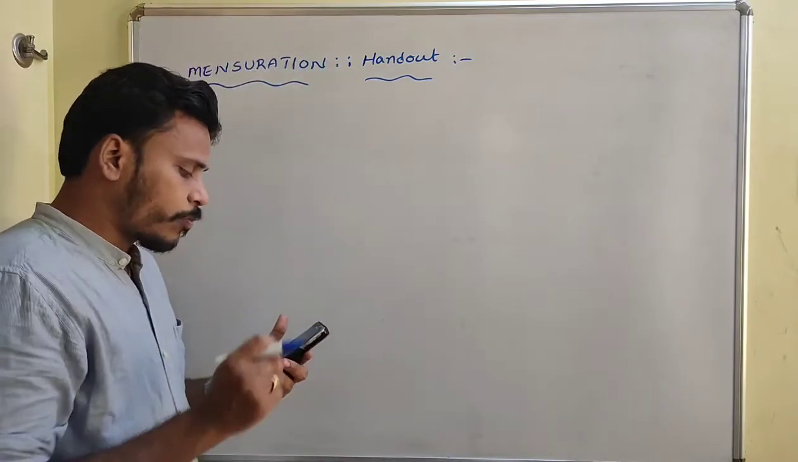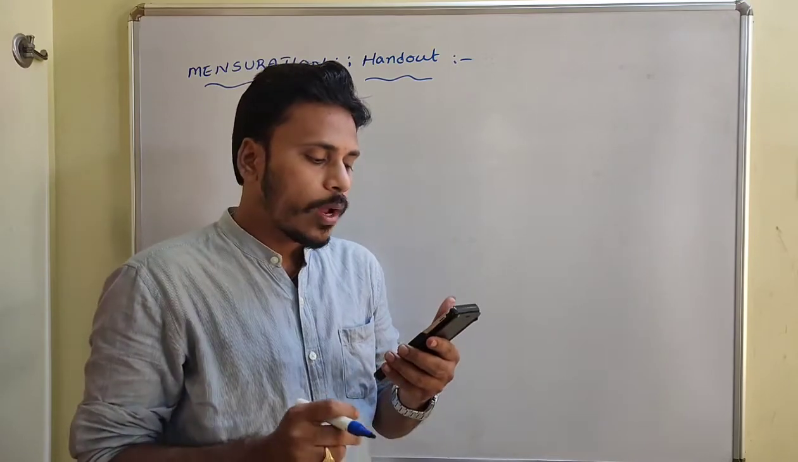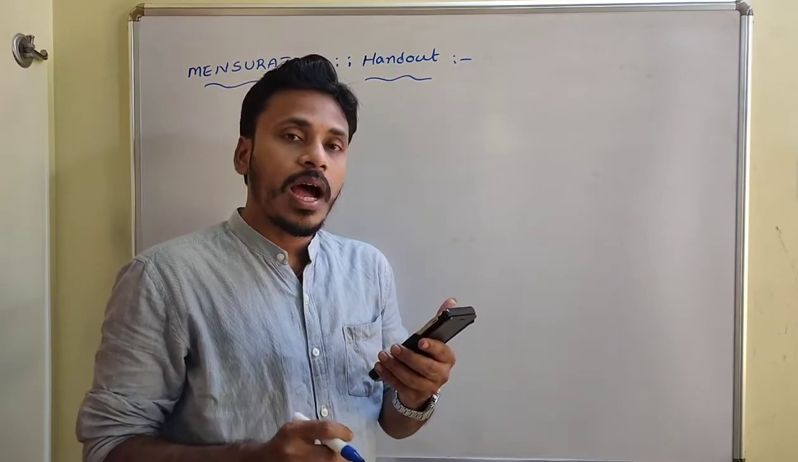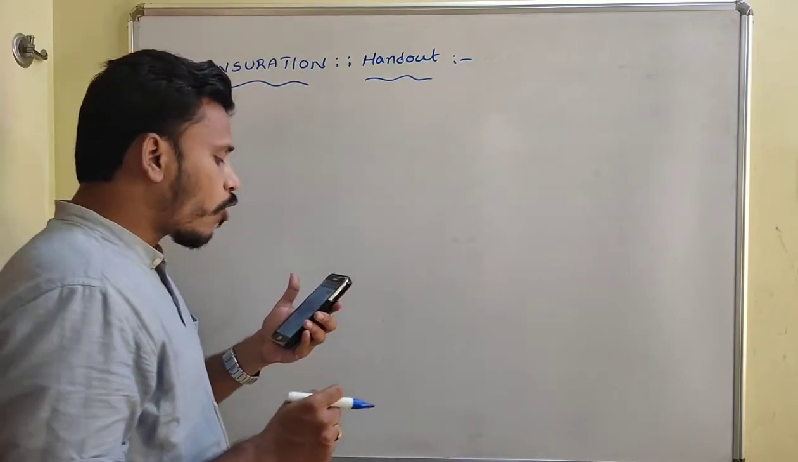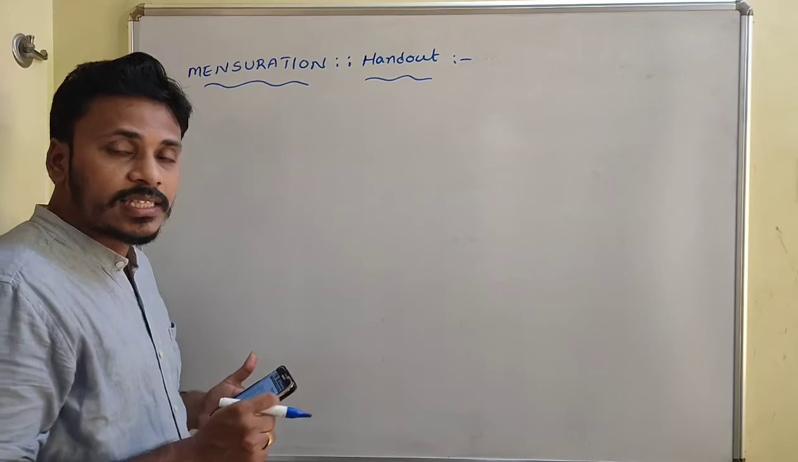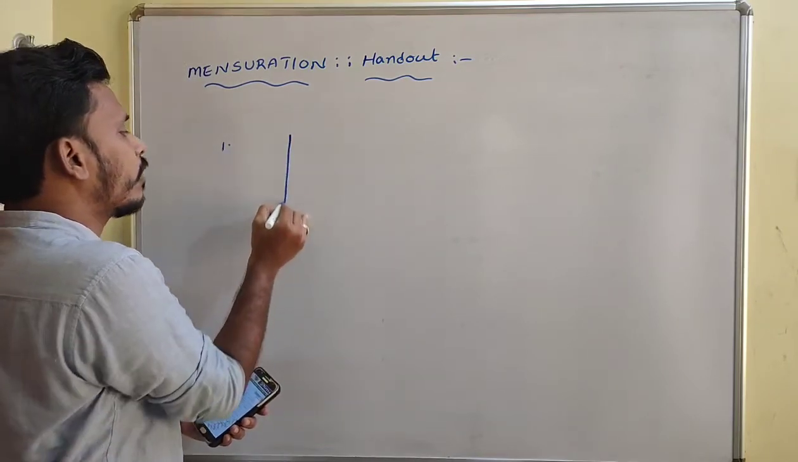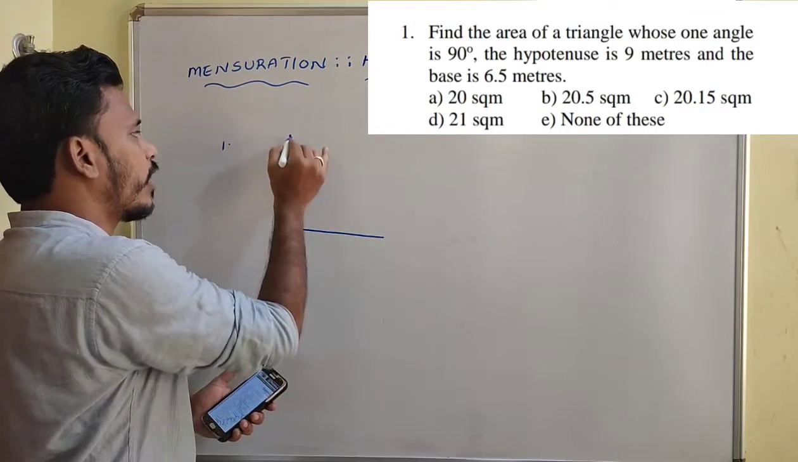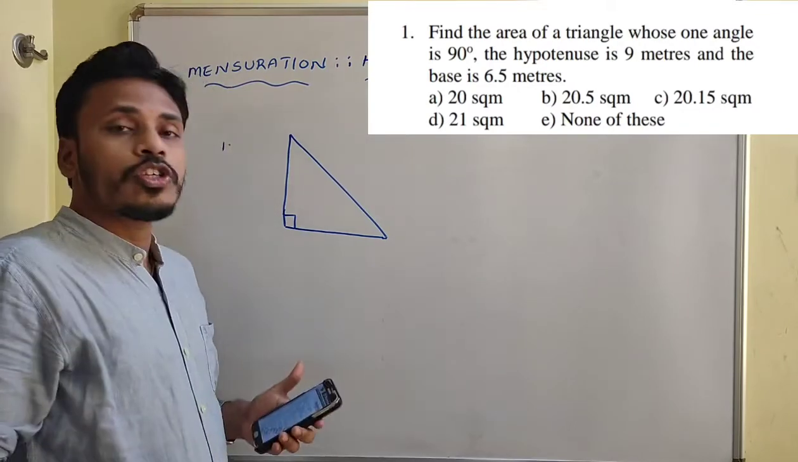First problem: find the area of the triangle whose one angle is 90 degrees, the hypotenuse is 9 meters and the base is 6.5 meters. I have a triangle whose one of the angles is 90 degrees. Suppose you just treat it as 90 degrees. The hypotenuse is 9 meters.